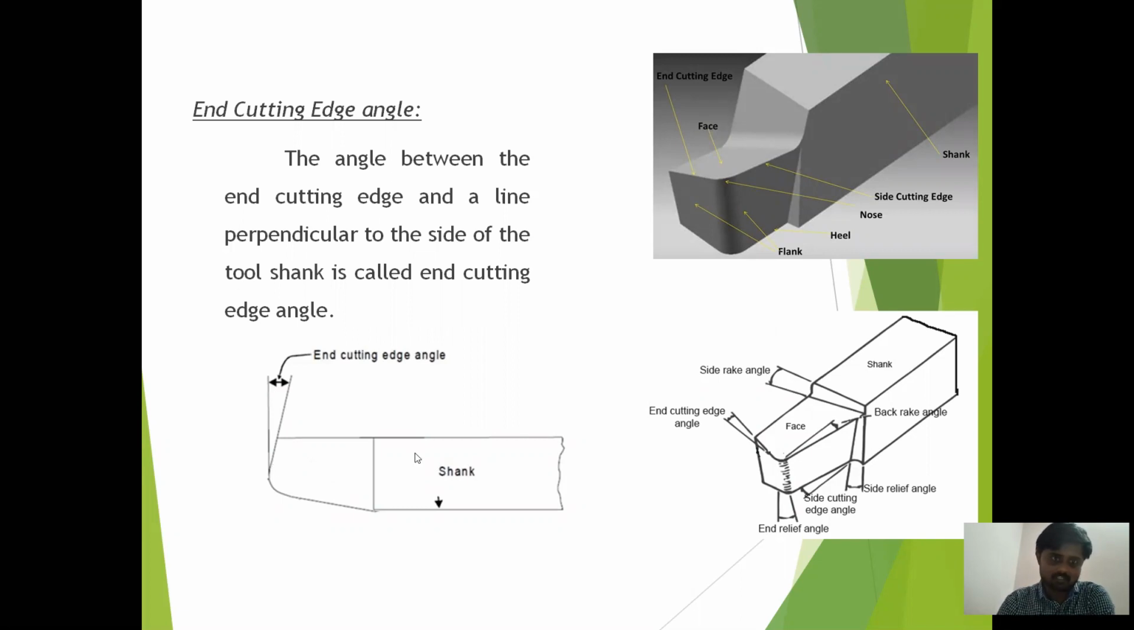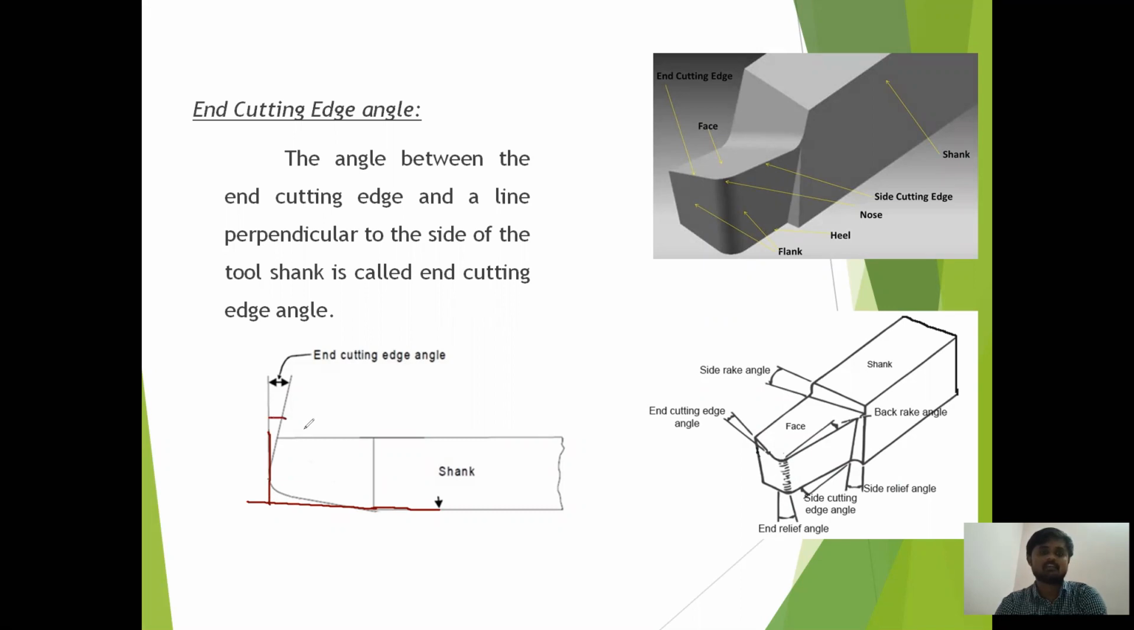I'm going to draw one line. Actually, this is the side of the shaft. I'm just going to extend this side. If I draw one line, this one is the end cutting edge, and I draw one line perpendicular to the side of the shaft. Perpendicular to the side of the shaft.